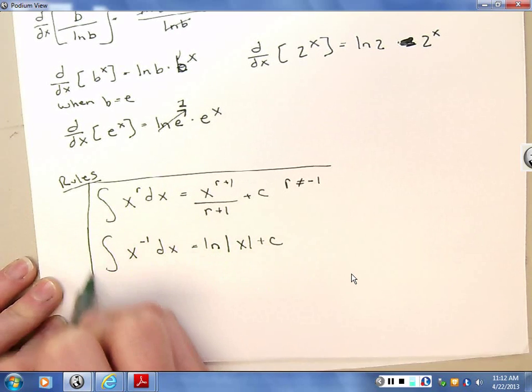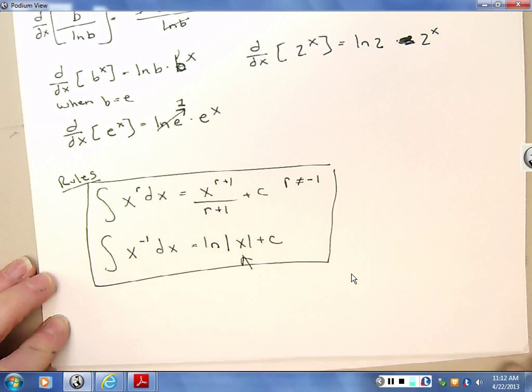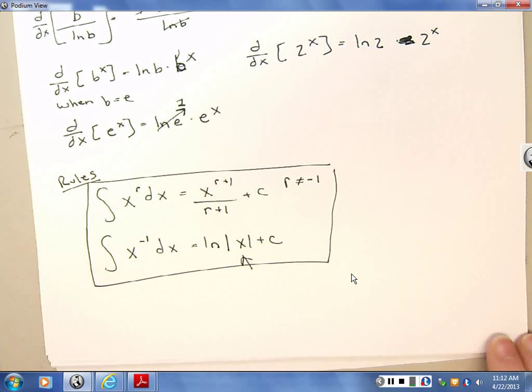The reason why we have absolute value here is because we cannot take ln of a negative number. You can't take ln of 5. You can't take ln of minus 5. ln of minus 5 doesn't exist. You put it in your calculator, it will say domain error. Because natural log doesn't exist for negative numbers, because e to the x can never be negative.